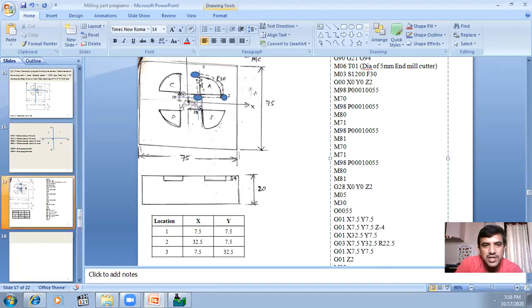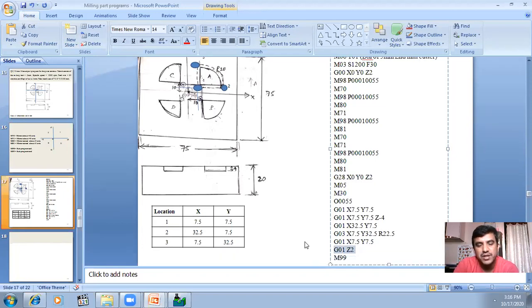What type of motion is it? Linear motion, that is G01. What is the first location here? X 7.5, Y 7.5. Now once it finishes this pattern, I want to remove the depth. How do you remove the depth? By giving G01, Z2.